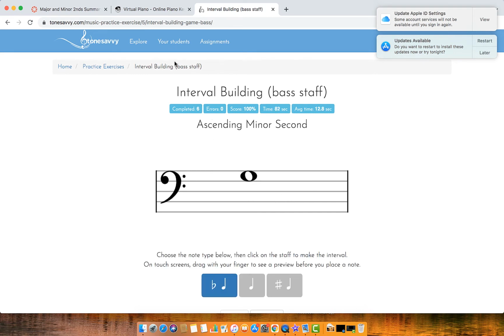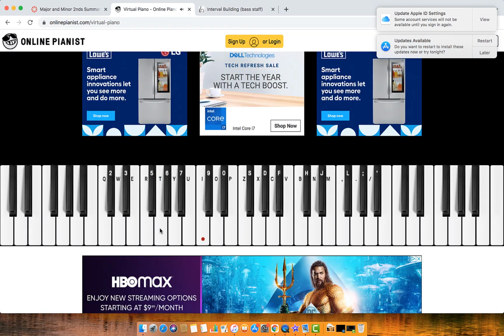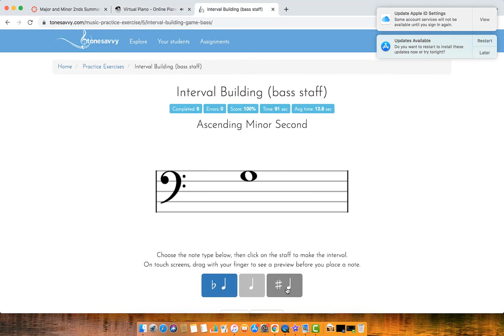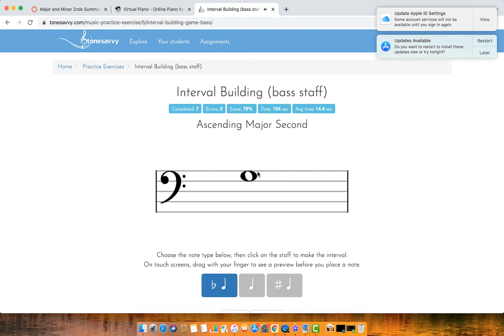Let's do this guy. Minor second above G. Here's G. G, G sharp. G, G sharp. Oh, what happened? I have to move it. Not G sharp. A flat. There's our second. All right, so that's building.